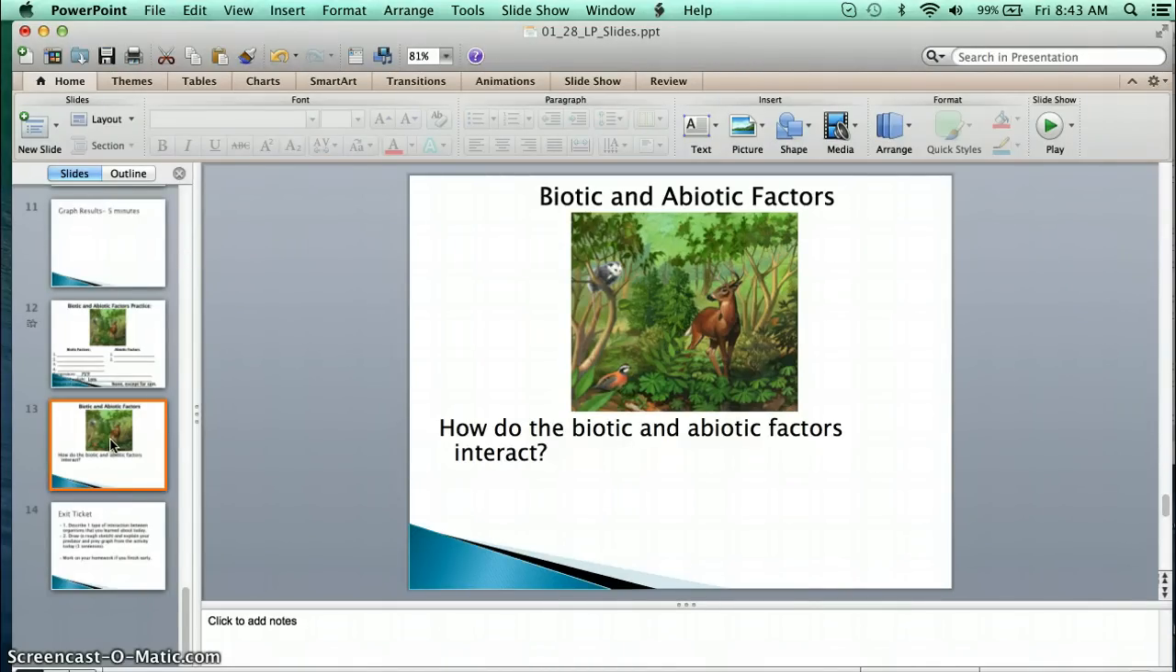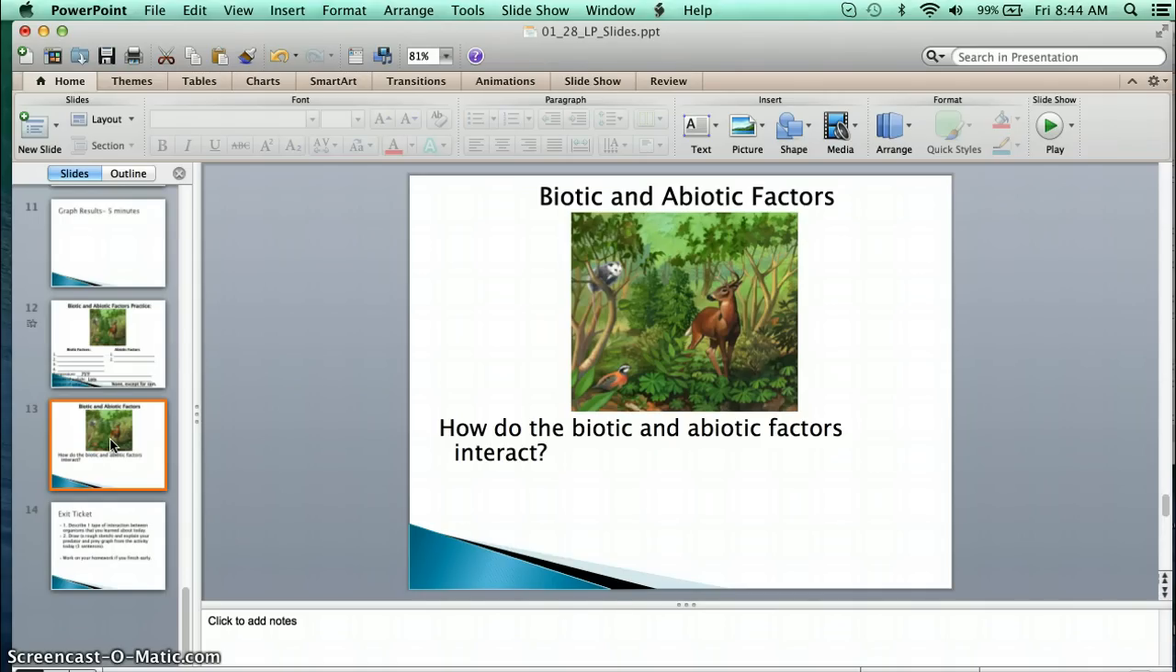So if I wanted to do biotic and abiotic, I could say the deer is affected by the temperature because if the temperature gets too hot, it's going to affect the deer in terms of how much water the deer needs. So because the temperature is only 75 degrees, that makes it a good environment for the deer to live in. It's not too hot. Okay, so that's a biotic and an abiotic factor.